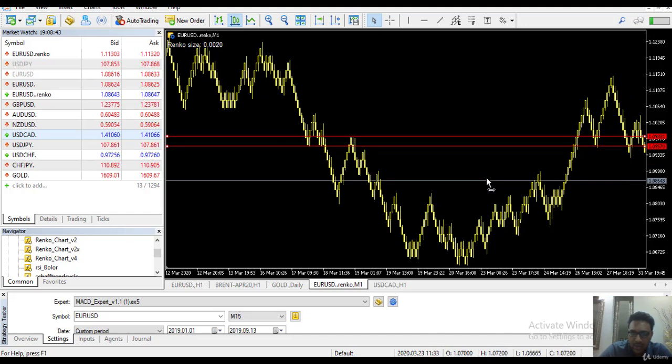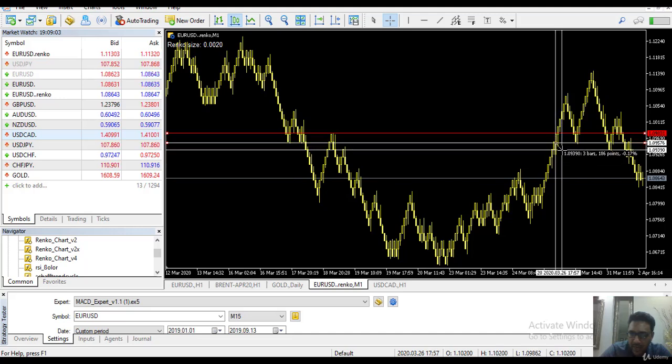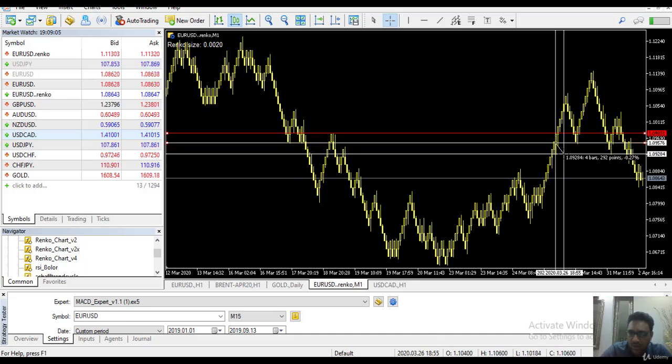Now when it came back to this range area, you can see there was a slight reaction. This brick moved up, and we can see this was a reaction. A very small reaction though, but it still moved around 300 points down, right?